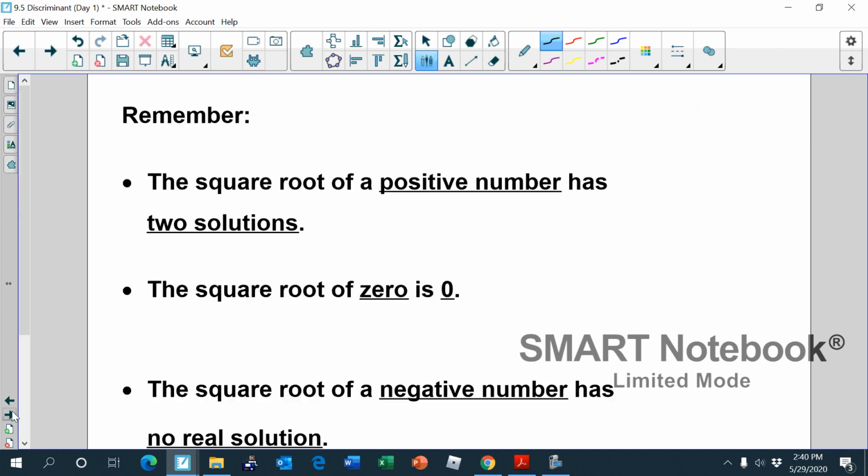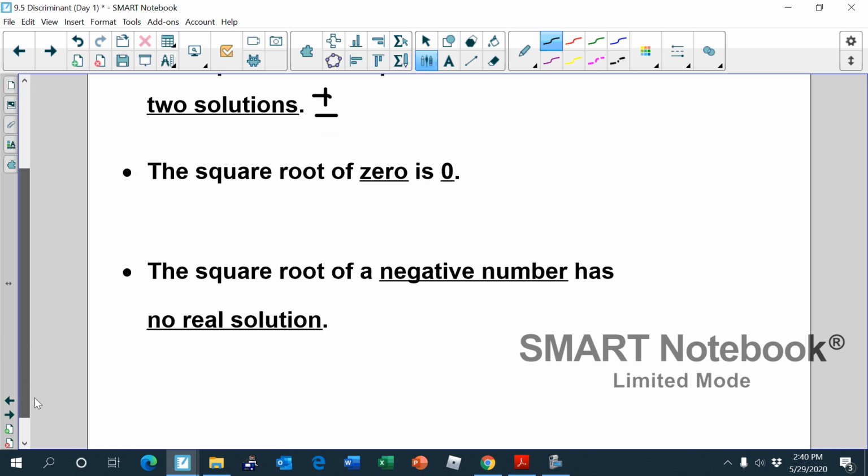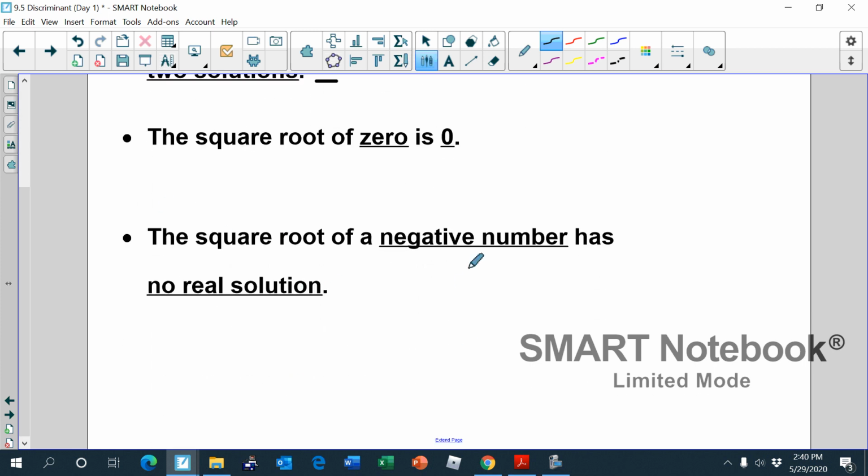So let's take a look. If you can fill these in. The square root of a positive number has 2 solutions. Why 2 solutions? Because that's going to be our plus and minus. The square root of 0 is 0. And the square root of a negative number, we went over in that last section, that's not possible. If you put a square root of a negative number in your calculator, you get math error or domain error or math syntax error or something like that, which again just means it's no real solution. It's not allowed to happen.